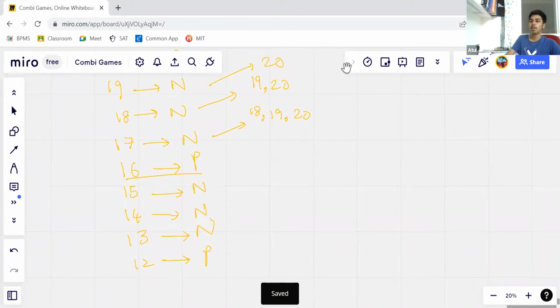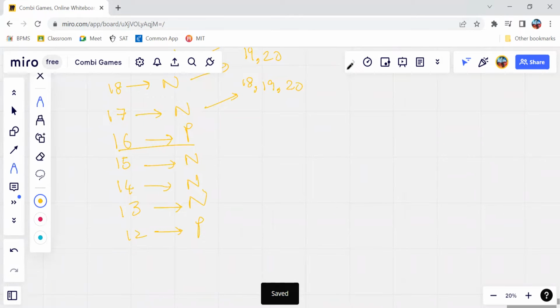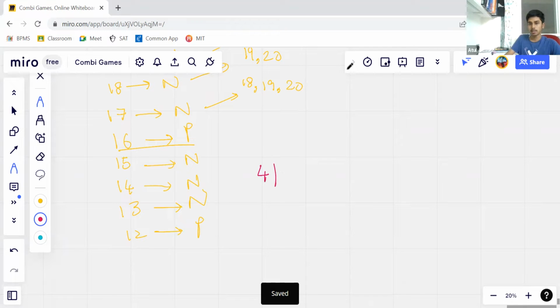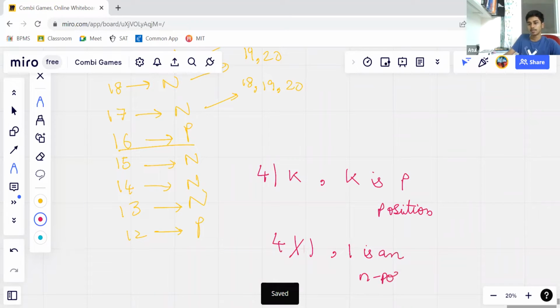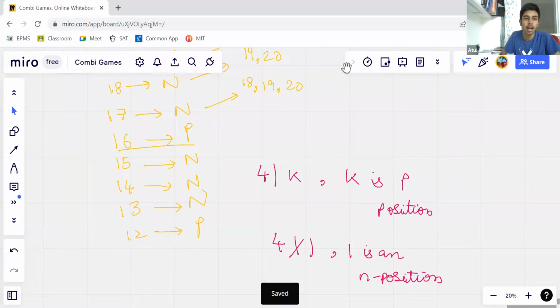Do you see which numbers end up being P here? 0 mod 4. Yes. If 4 divides a number K, then K is a P position. And 4 does not divide 1. So 1 is an N position. And so which player has a winning strategy? The second one. Yes, so the second person.